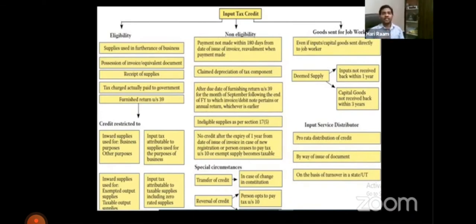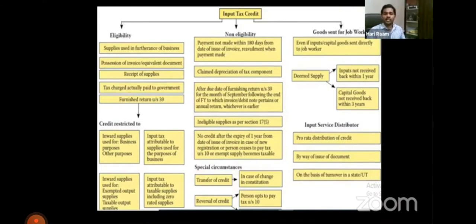Here, non-eligibility is simply the opposite of this eligibility. If tax is not paid within 180 days, we already discussed it. Claimed depreciation on the tax component, does not file the return under section 39, or does not take the credit within the due date, and ineligibility of supply under section 17 subsection 5, a very interesting topic. Blocked credits: certain credits are blocked. Here they straight away told that these certain supplies are completely blocked, and we cannot take credit on these items.